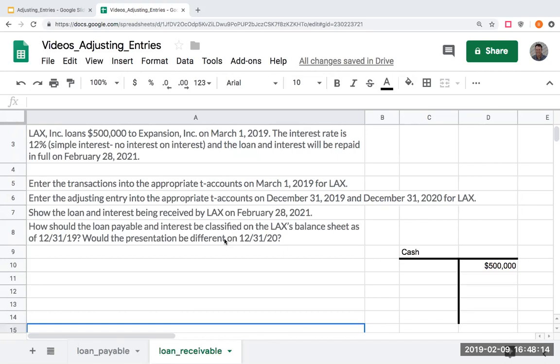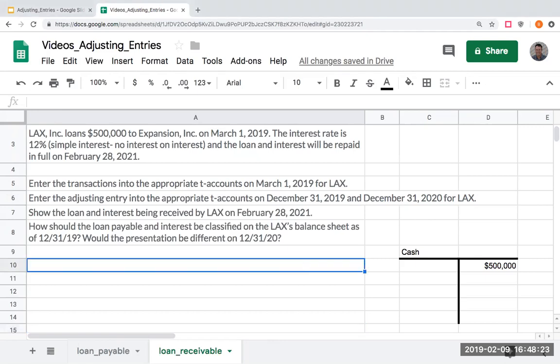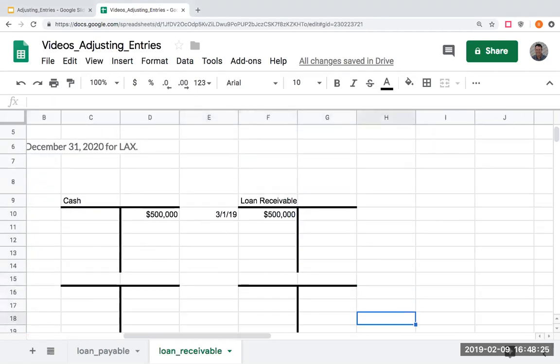Okay, so now over here we do the adjusting entry into the appropriate T accounts on December 31st, 2019 and December 31st, 2020 for LAX. All right, so I made this a little bit more difficult for myself, but it'll be okay. So my interest receivable and interest revenue. When I'm loaning money, I'm debiting loan receivable and crediting cash. After a period of time, the borrower also is going to be owing me interest. So how do I figure that out?